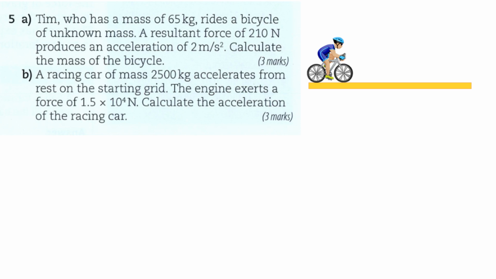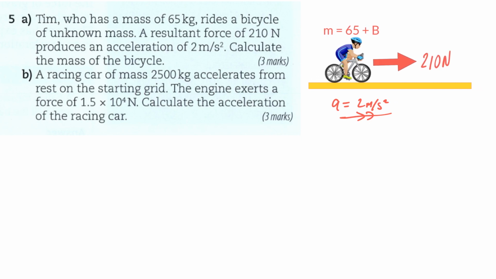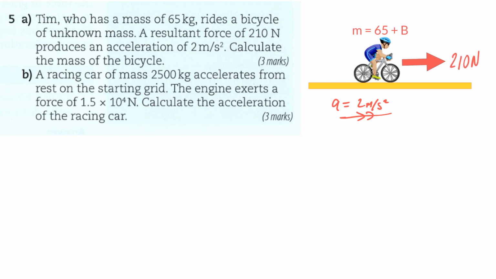So here's Tim, and we know he accelerates at 2 meters per second squared. And we know that the mass being accelerated is his mass, 65, plus the mass of the bike. So we'll call it like m equals 65 plus b. And we know that the resultant force causing this acceleration is 210 newtons. So these are the parameters for F equals ma. 210 newtons causes him and the bike to accelerate at 2 meters per second squared.